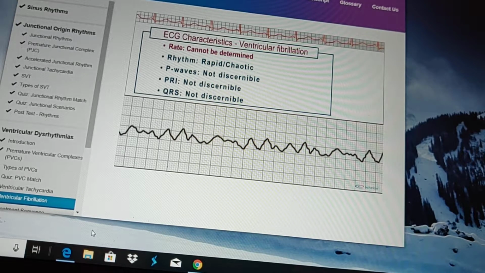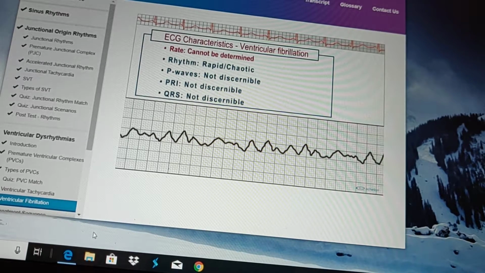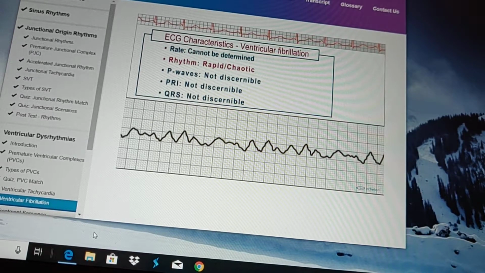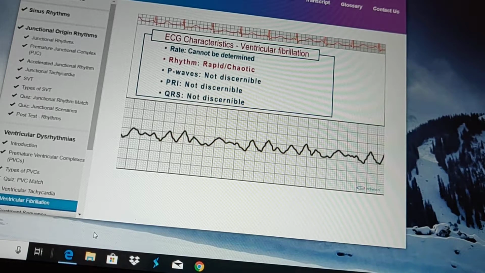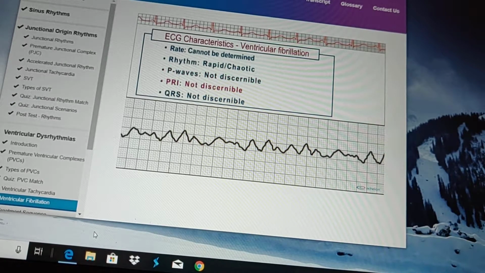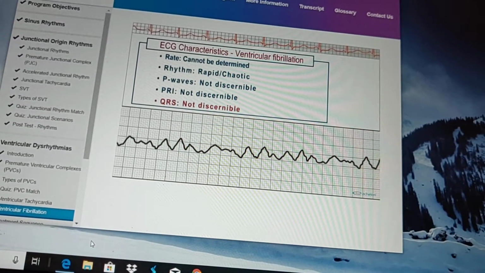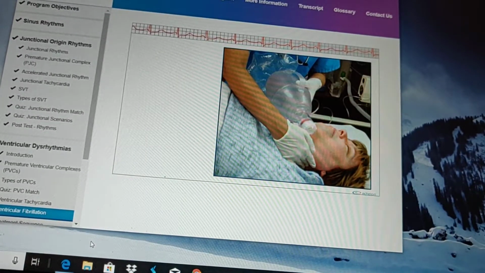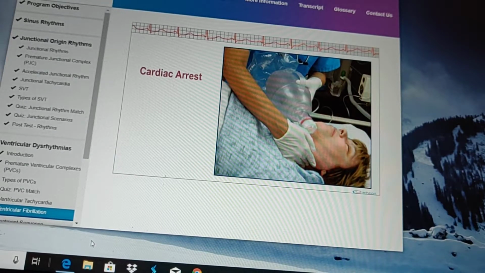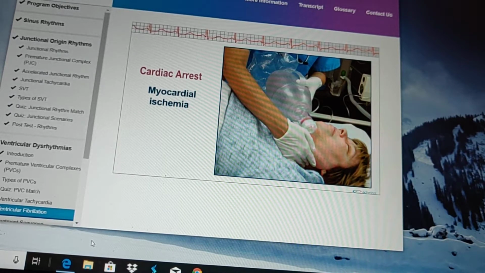Rate cannot be determined because there are no discernible waves or complexes to measure. Rhythm, rapid and chaotic, with no pattern or regularity. P waves, not discernible. PR interval, not discernible. QRS, not discernible. Ventricular fibrillation is generally present with cardiac arrest and is most often brought about by myocardial ischemia. At this point, the patient will be unresponsive and will have no pulse.